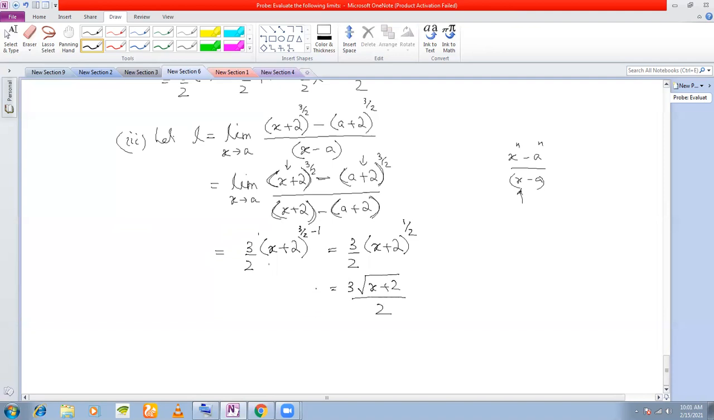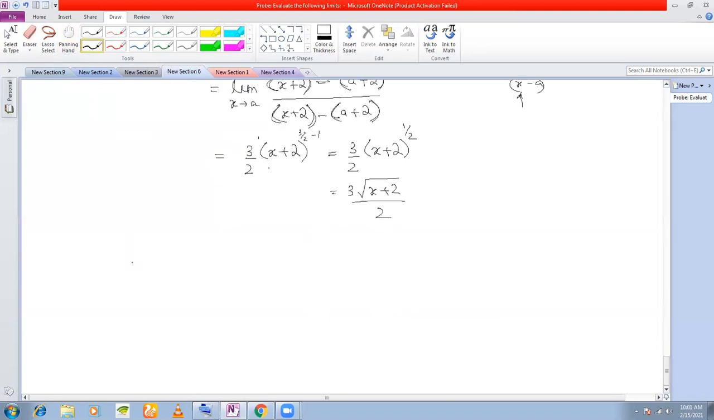That's it. Okay. And the last problem of this set is given that limit x tends to a.